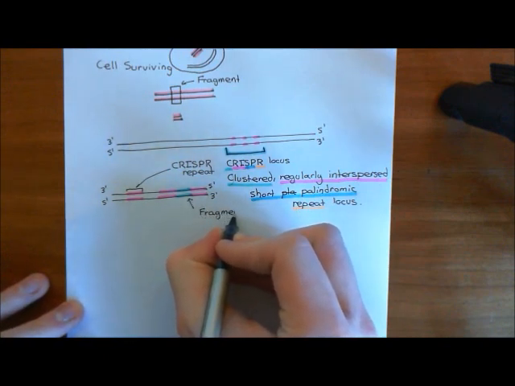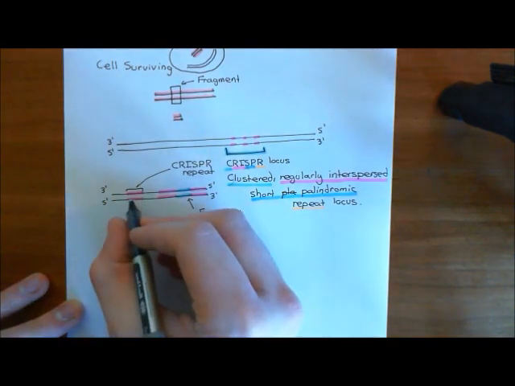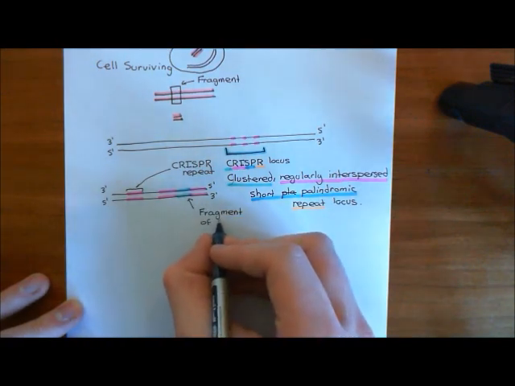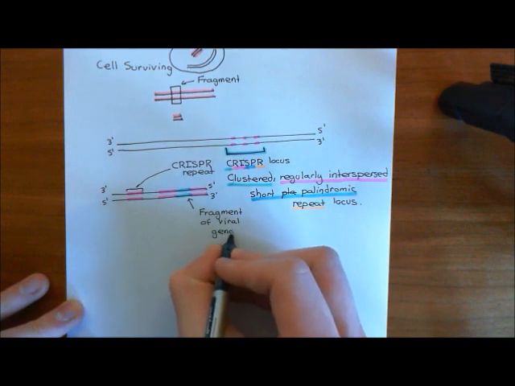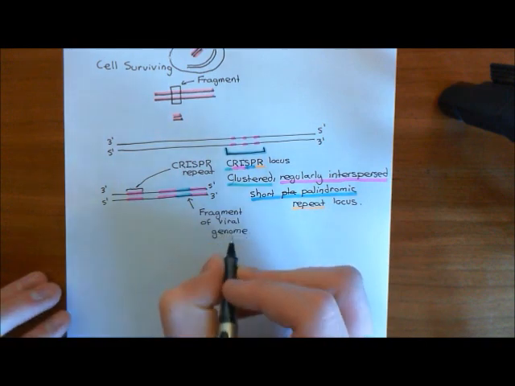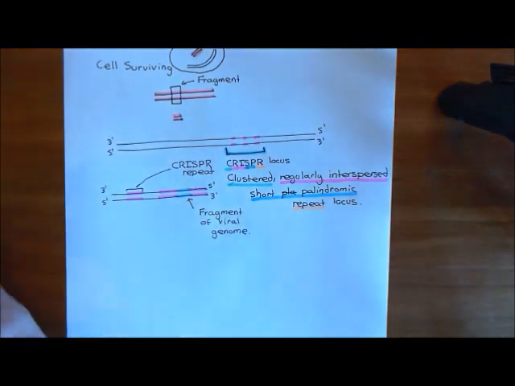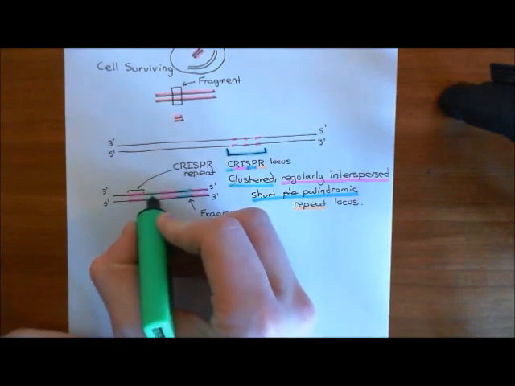Now, you are going to gradually build up your repertoire of fragments from viral genomes. Here is one fragment of a viral genome, but as you get infected by more and more viruses and survive those infections, you'll gradually build up your repertoire here. So we might have another one here.